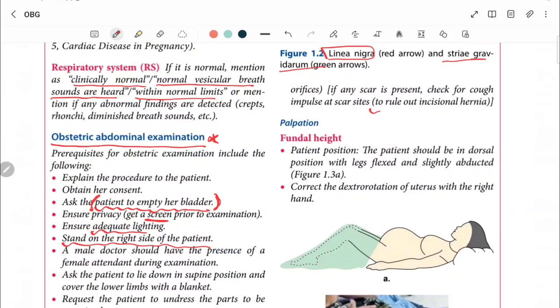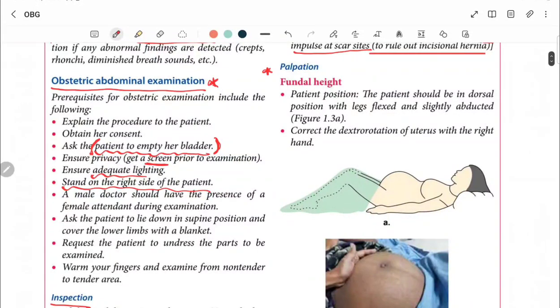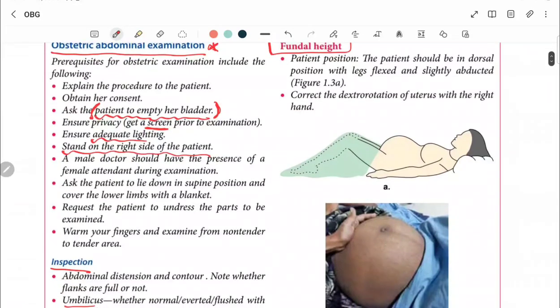Why do you do this? In order to rule out incisional hernia, you need to check for cough impulse at scar sites. Now next, moving on to palpation. First you will be looking for the fundal height. So how do you look for fundal height?